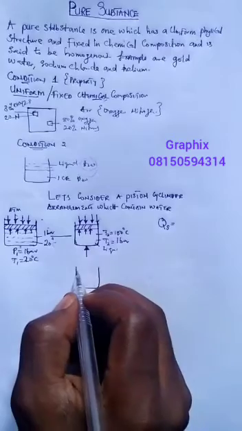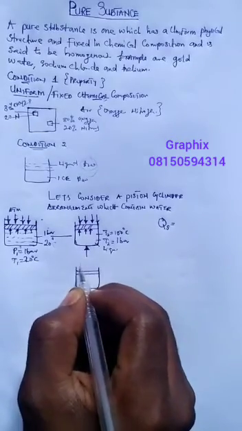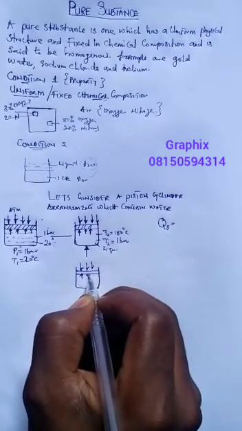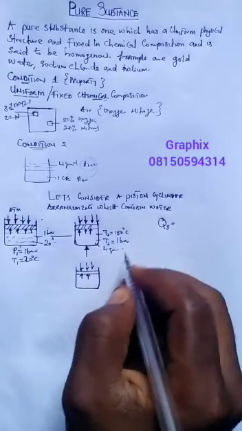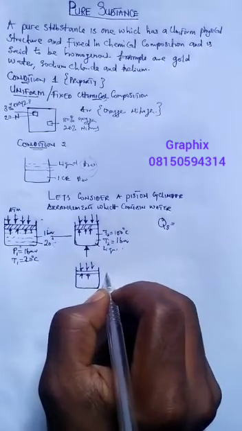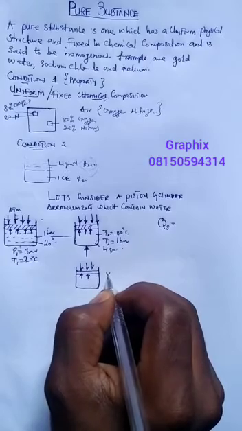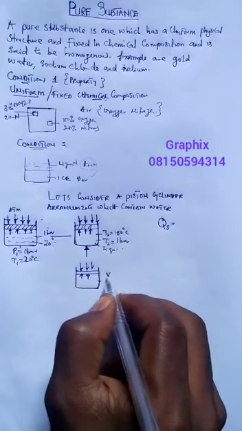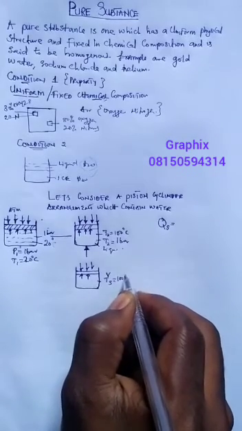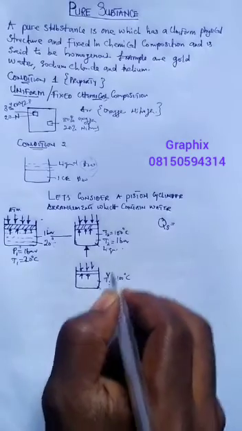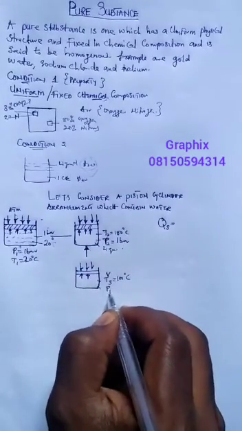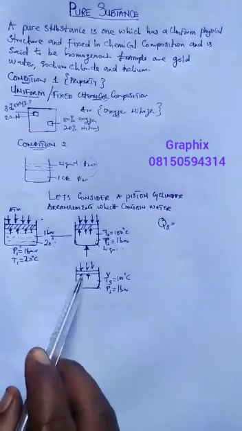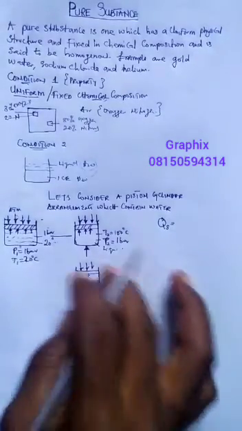So at this state 3, at the same constant pressure, the saturated liquid has turned into saturated vapor. Are we good? Saturated liquid has turned to saturated vapor. At the same T3, it will still be 100 degrees centigrade. The pressure P3 will still be 1 bar. Are we good? So at state 3, it is a saturated vapor state.